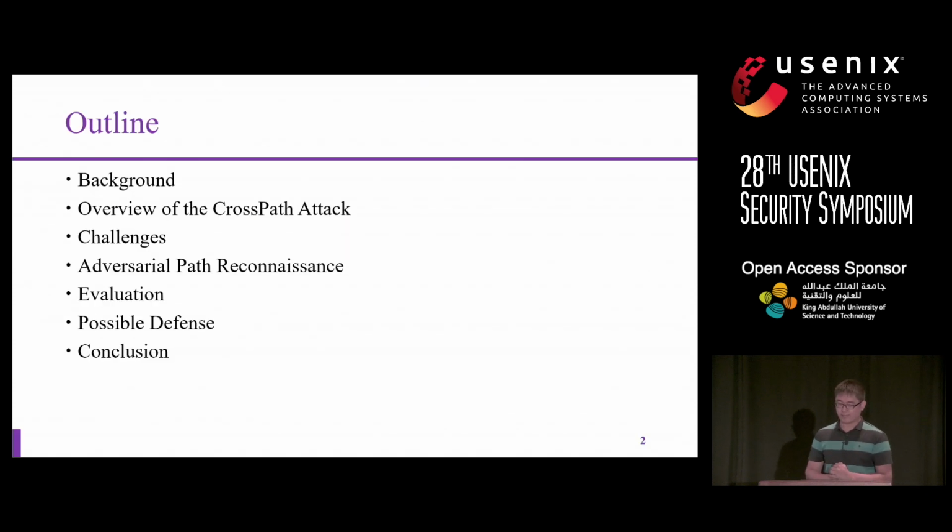Okay, this is the outline. First, we'll introduce some necessary background on SDN. Then we'll introduce our attack, the related challenge, and the method named adversarial path reconnaissance to solve the challenge. Next, we show the evaluation of the attack in a real SDN test bed. Finally, we discuss possible defense and conclude our work.